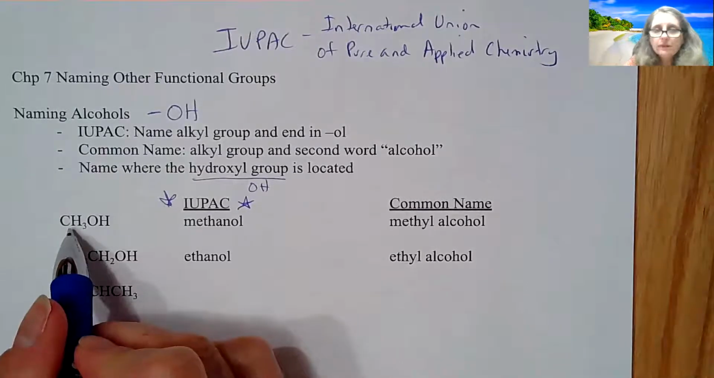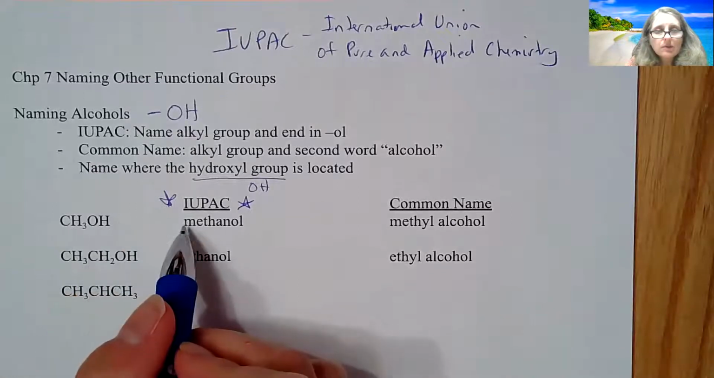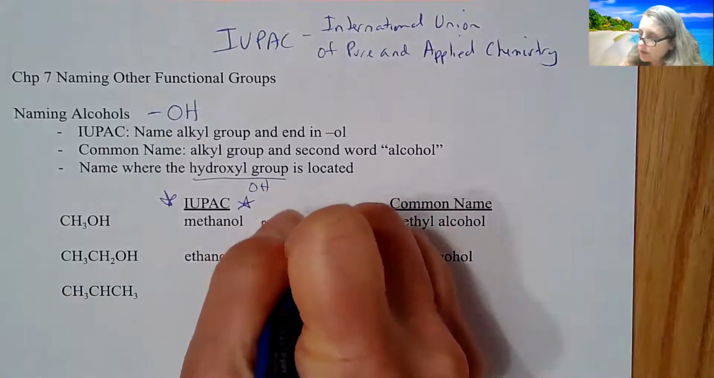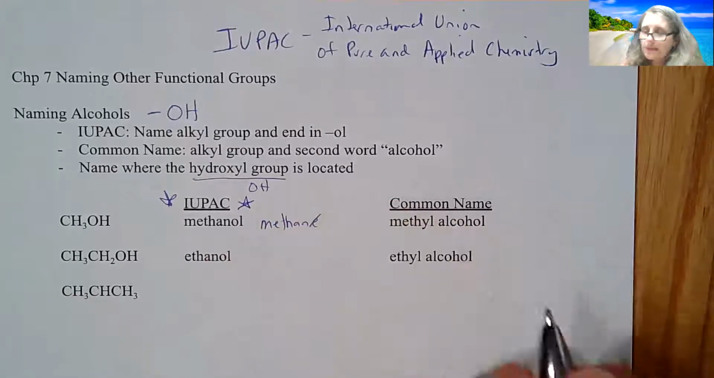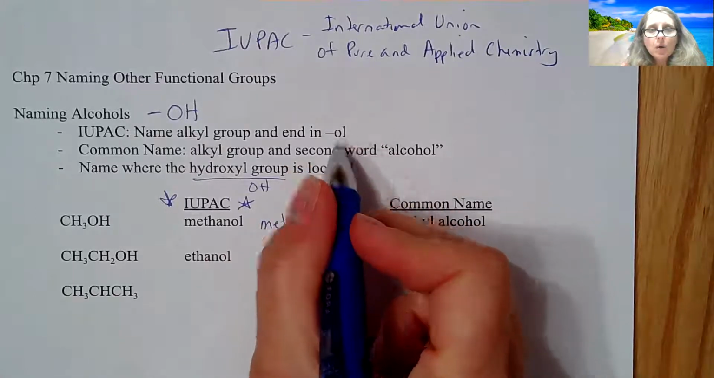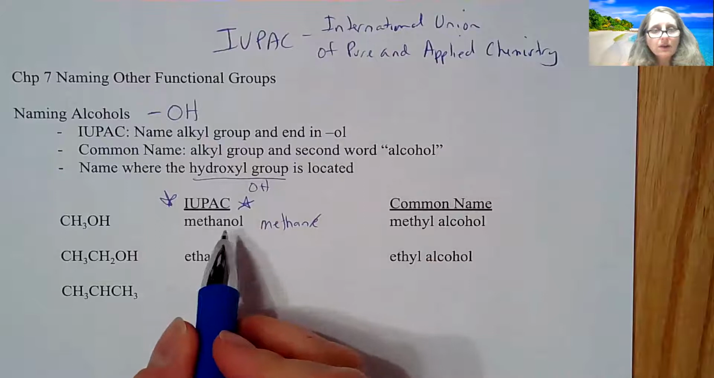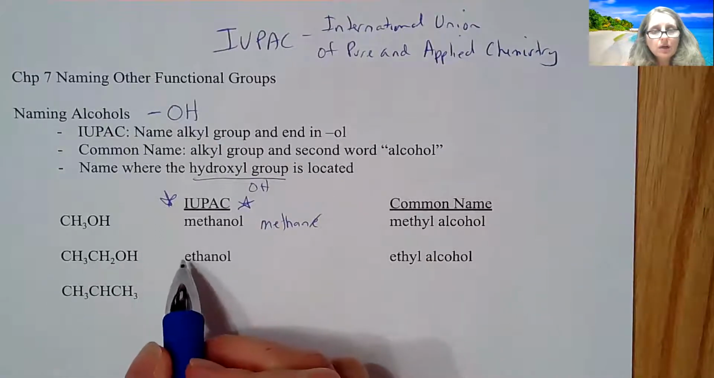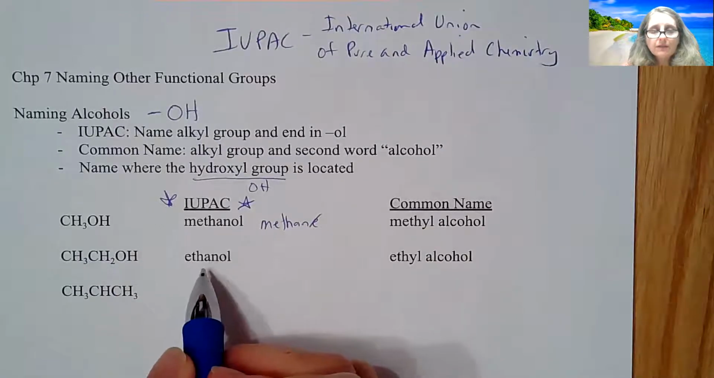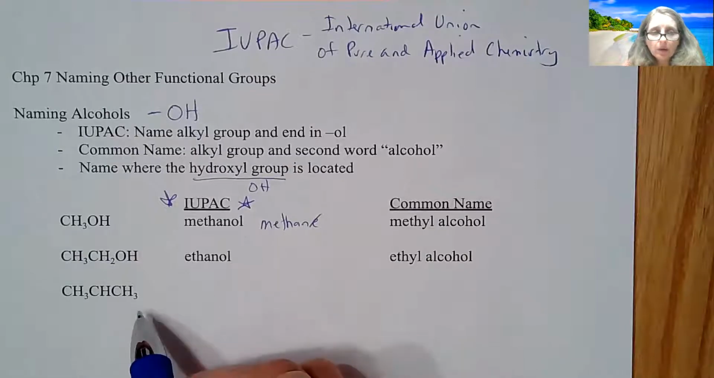So if you have one carbon and it has an OH, it's going to be called methanol. So what you do is you call it the methane, you drop the E, and you end it in OL. Okay, so you call it methanol. If you have two carbons, you're going to call it ethanol. Again, dropping the E of ethane and putting in OL.